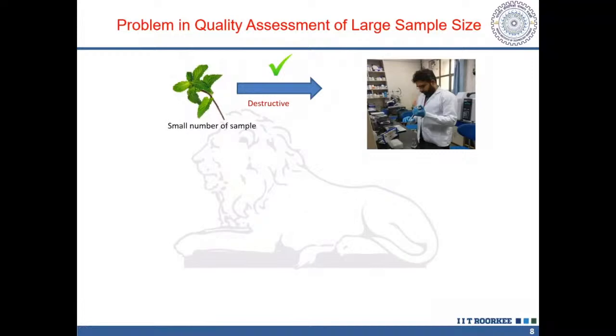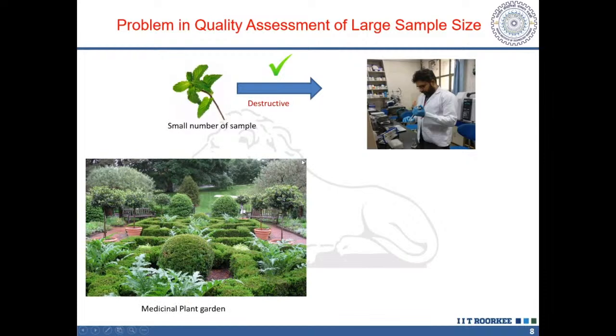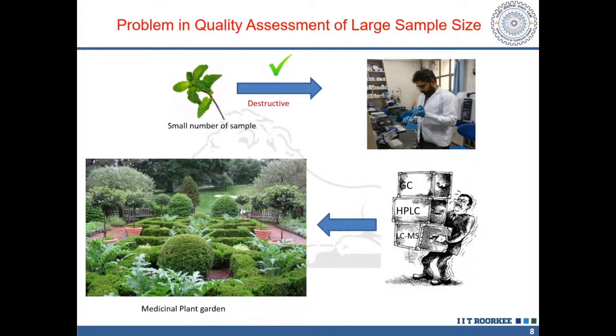One can do it in the laboratory and check the quality, but as soon as the sample number is very large, one alternative would be to take our instrument to the garden and check, but unfortunately, this is not possible. And that is the reason most pharma companies and industries do batch testing out of a mass of the plant. They test a few of the samples and based on that, they make their products. Now, we are trying to identify, can it be smart?